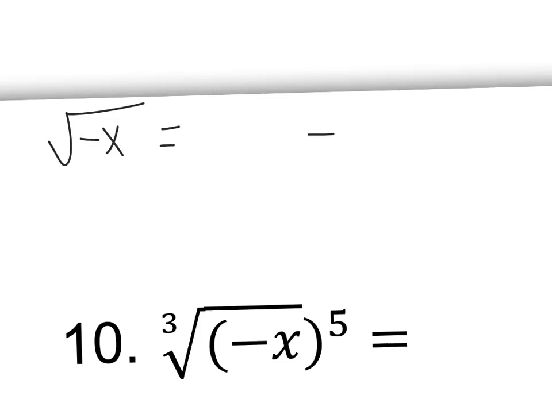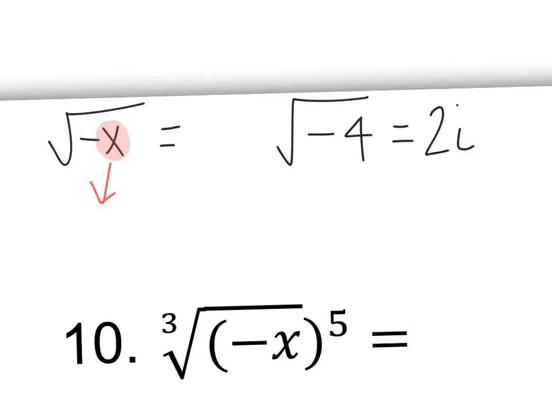This is not. The square root of negative 4 is 2i. That is going to give you an imaginary number. But the square root of negative x isn't necessarily going to give you something imaginary. And the reason is because we don't know what x is. X could be any number in the world.